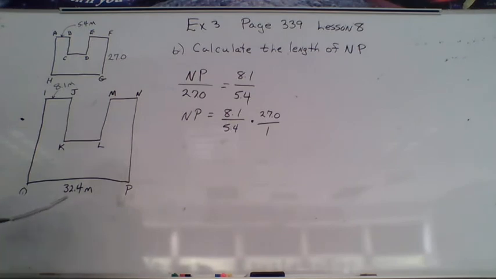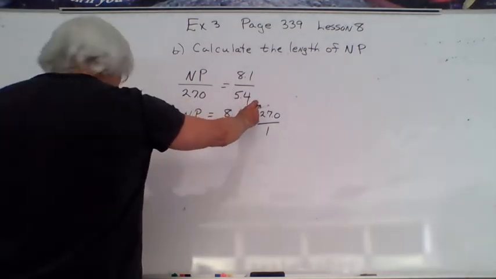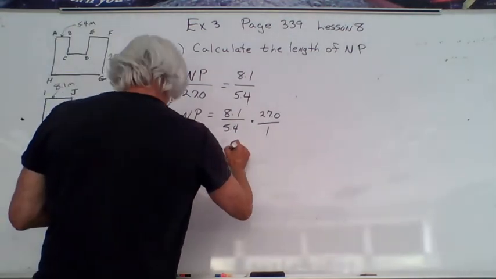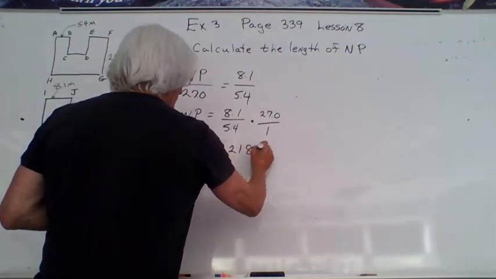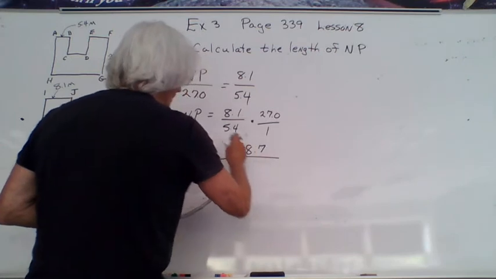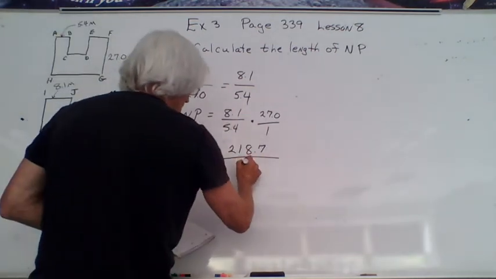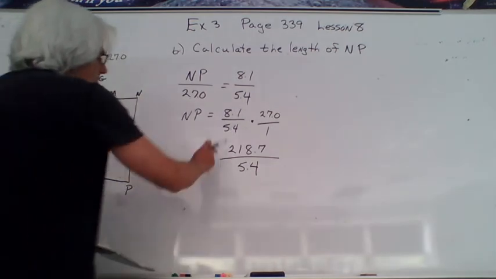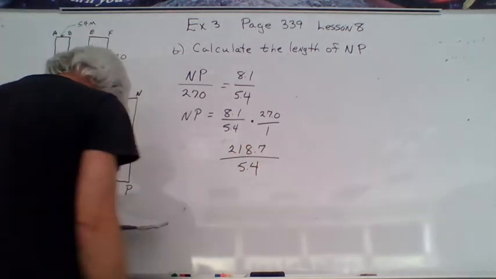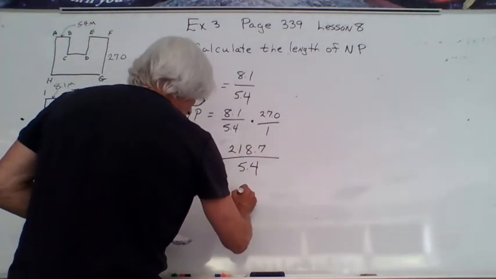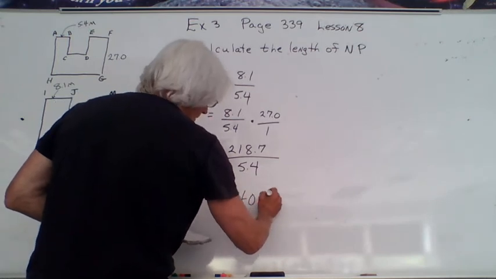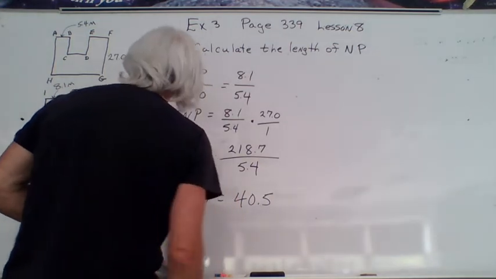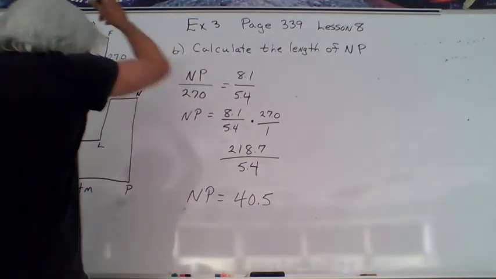So then I multiplied the 8.1 by the 27.0, and I got 218.7. And obviously 5.4 times 1 is 5.4. 218.7 divided by 5.4 is 40.5. So NP equals 40.5, and this is all in meters.